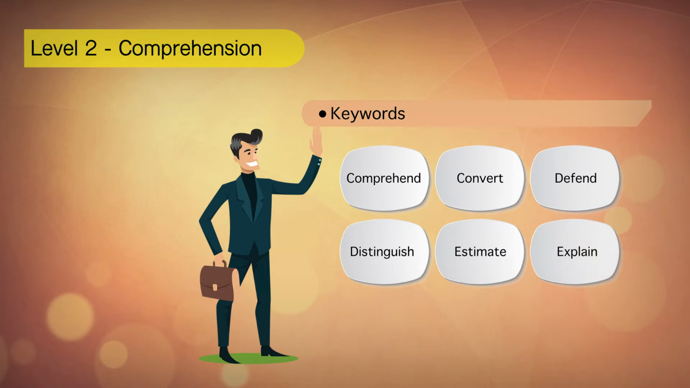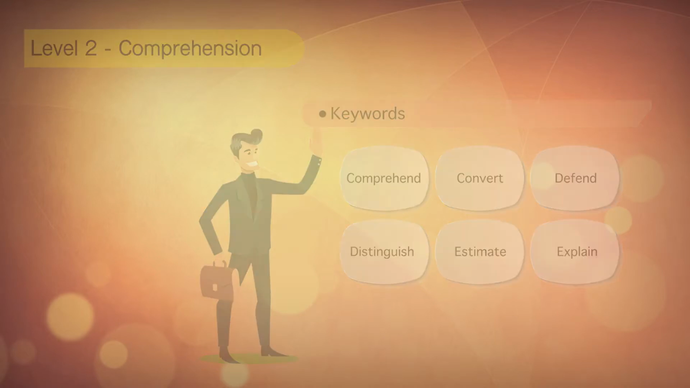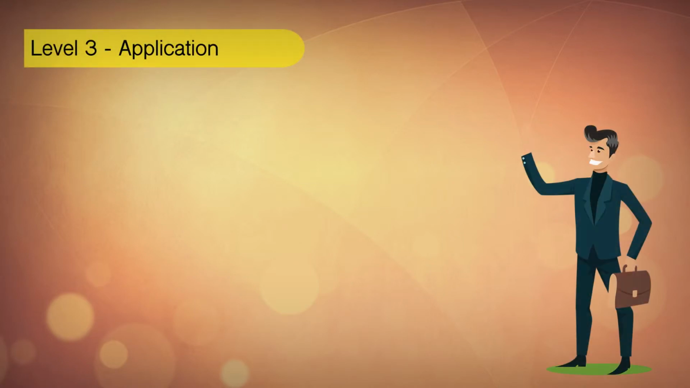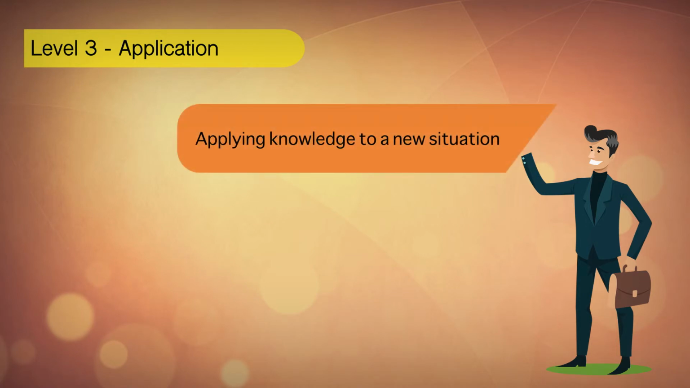This slide shows some examples of questions that a teacher may ask to determine the achievement of a student at the comprehension level. The keywords shown in the slides are commonly used to formulate test questions for measuring learners' knowledge level of cognition. The third level is application, which is about applying knowledge to a new situation.